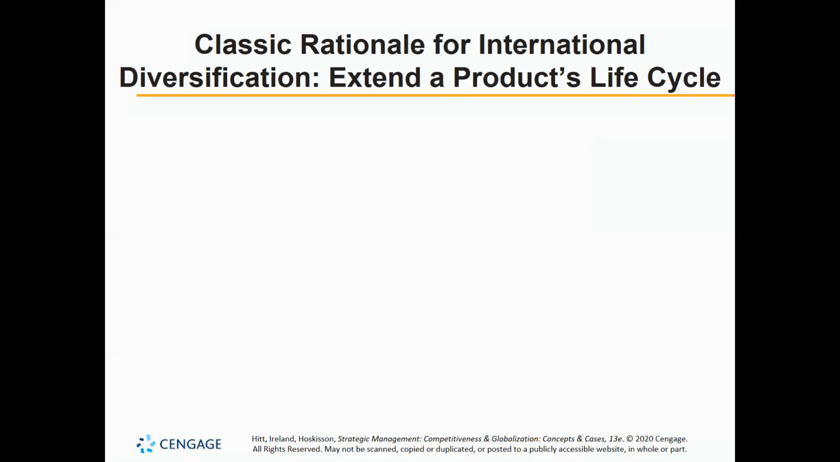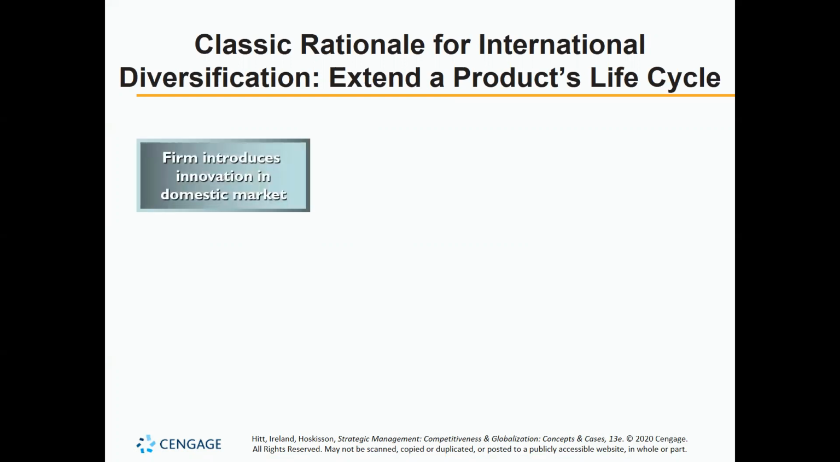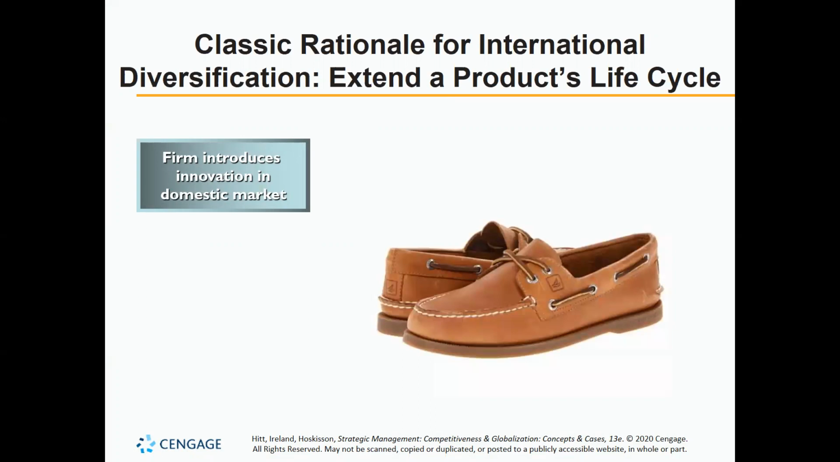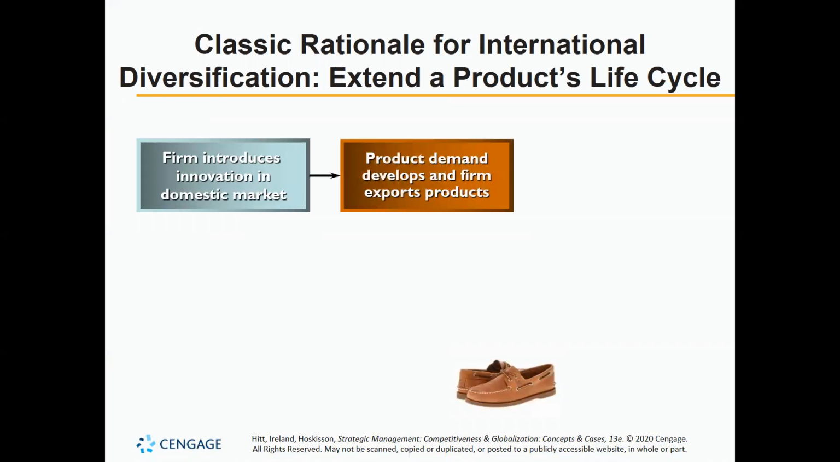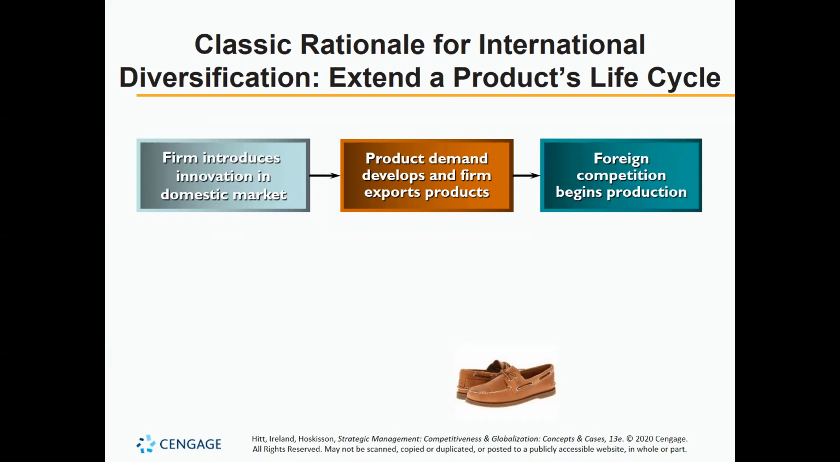So one of these is to extend a product's life cycle. And I just want to go through an example of what this might look like. So a firm introduces an innovation in a domestic market, a new pair of shoes that performs better than what was available before. So product demand develops and the firm eventually starts to export its products. It's a fairly simple way of expanding internationally.